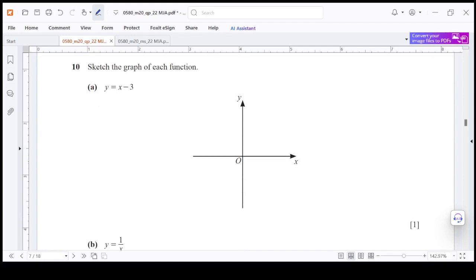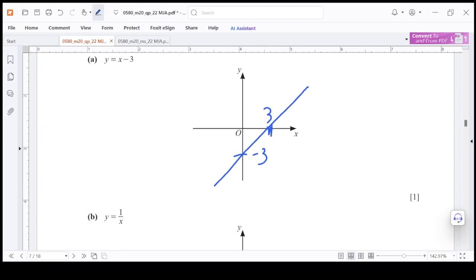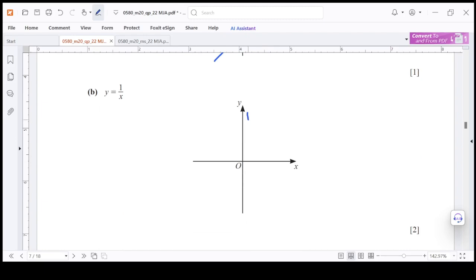Next part, we have to sketch this. It's going to be y equals x, a straight line going like this, but this one is going to go 3 units down. So it goes like this. If this is minus 3, this is 3. This is the graph for y equals x minus 3. Next, we need the graph of this reciprocal function, which is just like this. Don't let it touch the x and y axis.